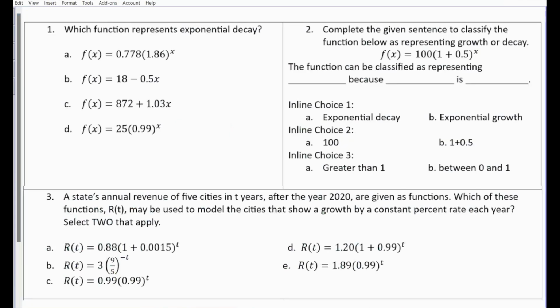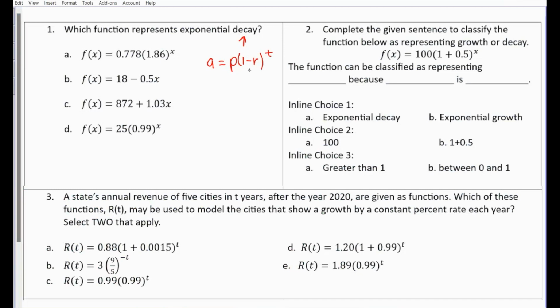All right, today we're going to go over the Module 8 test review. Number 1, which function represents exponential decay? All right, so we remember that exponential decay looks like this. Oop, that's growth. To the t. Okay, so this is how our exponential decay looks.